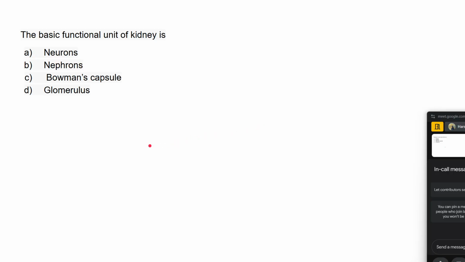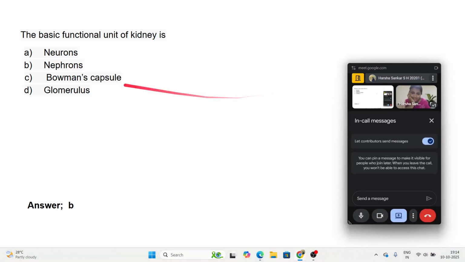Correct answer is B, nephrons. Nephrons are the functional unit of kidney. Bowman's capsule and glomerulus are part of the nephron. In each kidney, there are millions of nephrons.